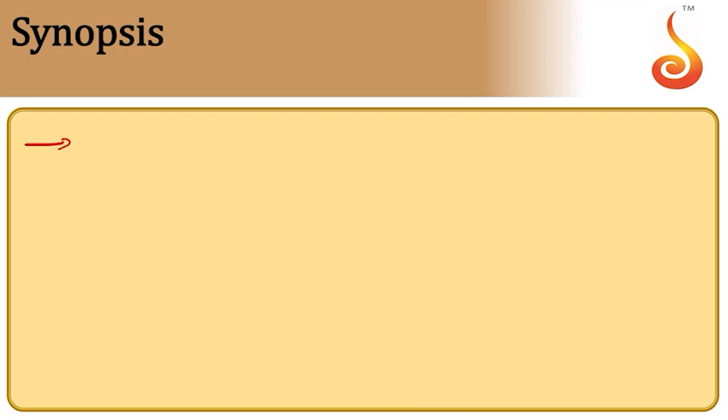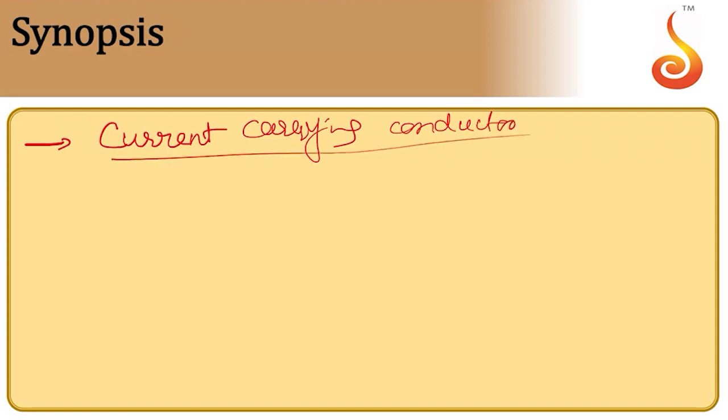Suppose I consider a current carrying conductor. A current carrying conductor placed in a magnetic field experiences a force. For example, let us consider a conductor of length L and the current in it is I and it is in a magnetic field B. Then the force on that current carrying conductor is given by F is equal to I into L cross B.